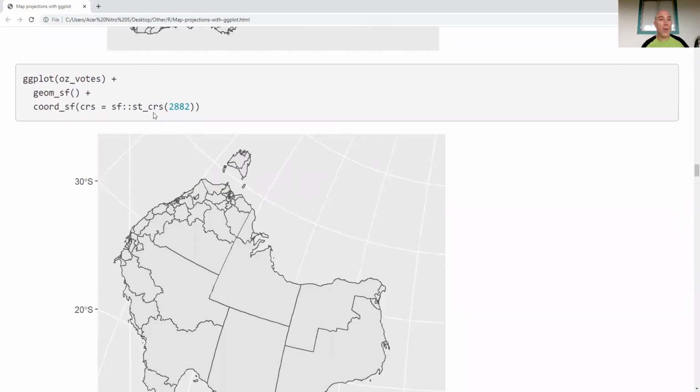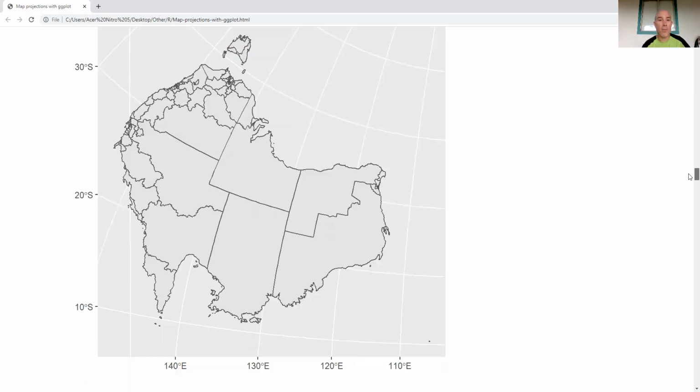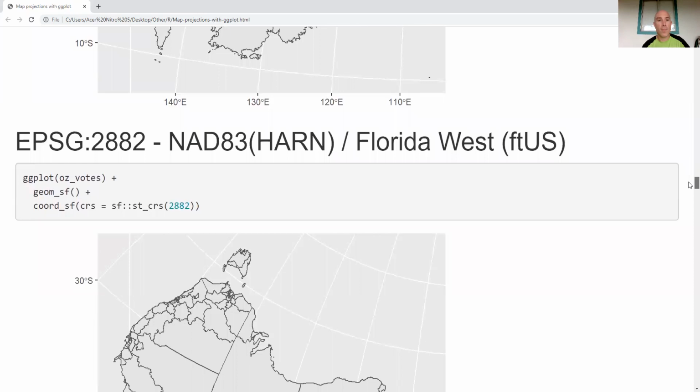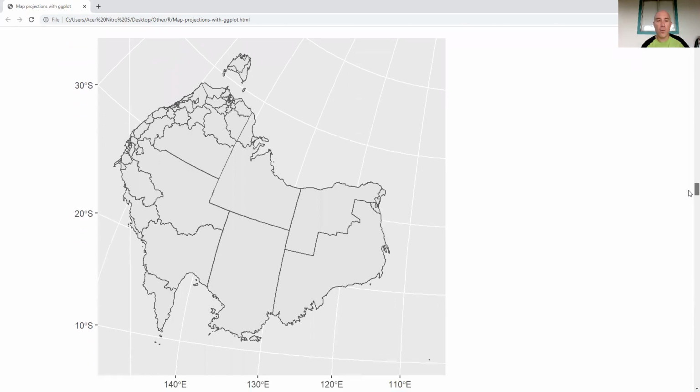Now here's another one. If I want to go 2882. So that's not how we normally look at things, but it's still informative. 2882 is focused on West Florida, and that's why this looks so off. Looks so strange. Doesn't it look strange?